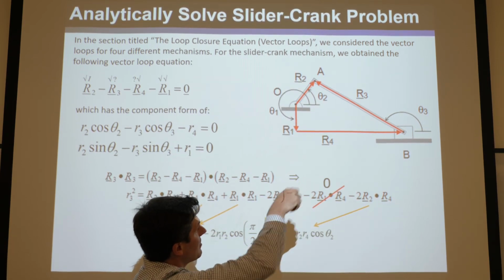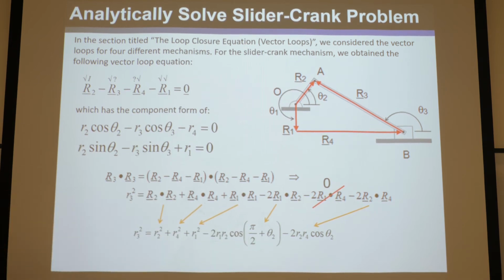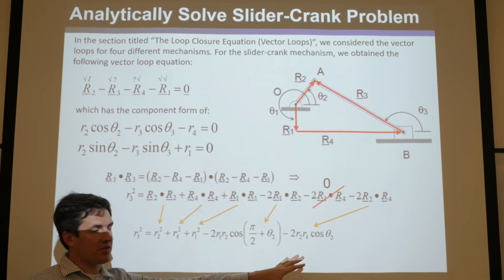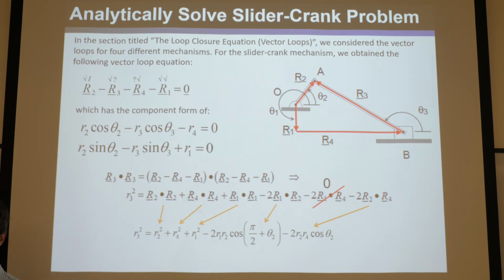Cosine of this angle between R4 and R2, okay? Now notice there's no theta 3 in this because we did that dot product trick. And so now we just have to solve for R4 as a function of theta 2. And that's really what we want, right?